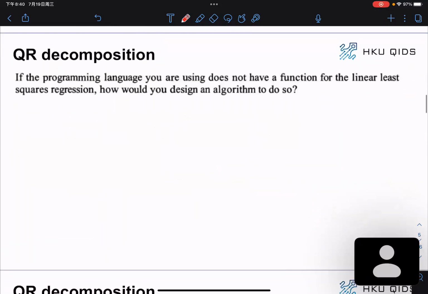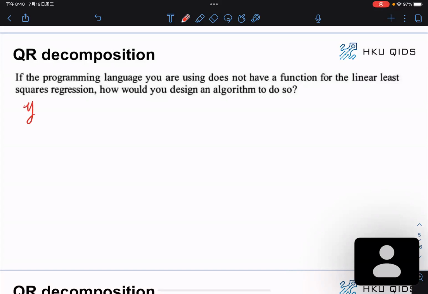And now the question is: if the programming language you are using does not have a function for linear least squares regression, how will you design an algorithm to do so? This is basically just checking whether you know the mechanism of linear regression. So what is linear regression?